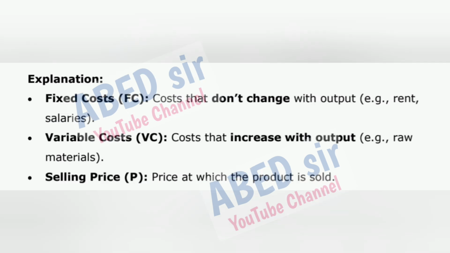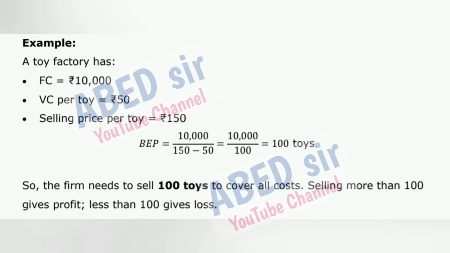Explanation: fixed costs, FC, are costs that don't change with output, for example rent, salaries. Variable costs, VC, are costs that increase with output, for example raw materials. Selling price, P, is the price at which the product is sold. Example. A toy factory has FC equal to 10,000 rupees. VC per toy is equal to 50 rupees. Selling price per toy is equal to 150 rupees.